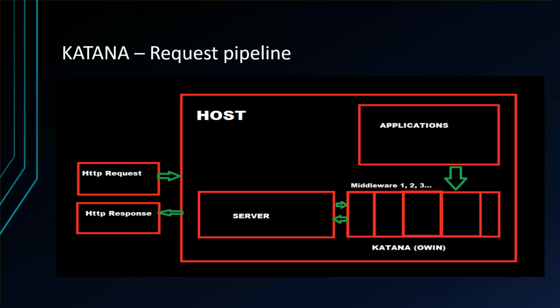So when we request, as I told you and shown, all four components in the logical diagram. When we hit the request, it goes to the server, then it goes to all the middleware components from our application. This is the host where we can place our server, middleware, and applications.